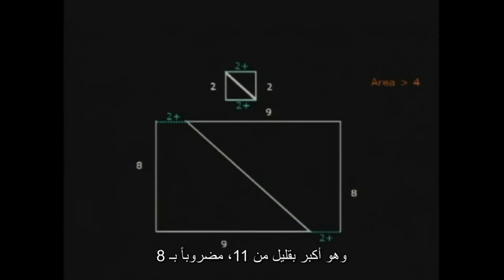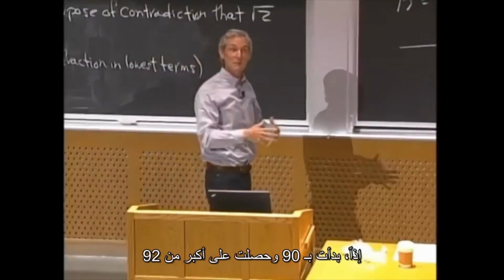And you can see here I have the 8 left over, and I have 9 plus 2 plus, which means it's a little bit bigger than 11 by 8. I got area bigger than 88. Add them up. I got area bigger than 92. So I started with 90, and I created more than 92.